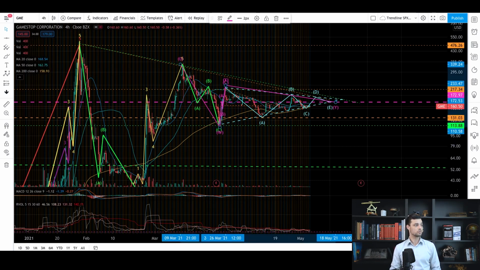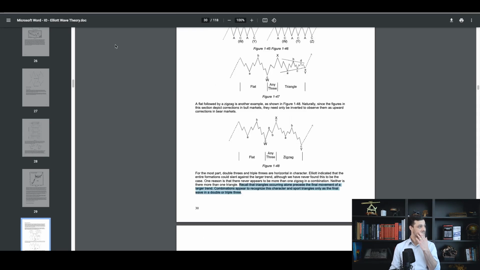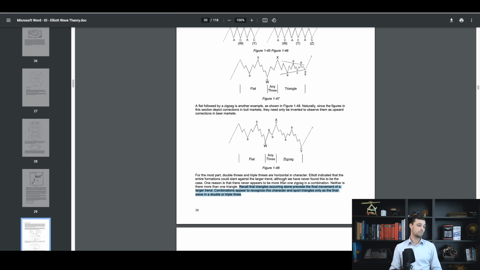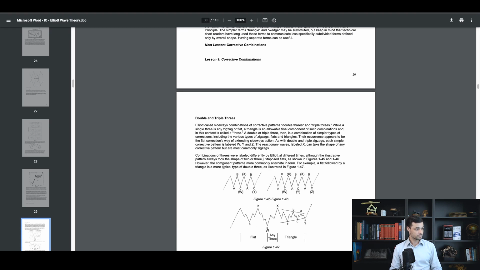But Elliott also, as you can see here, guys, so this is the Elliott wave PDF that you can find on Google. Just type Elliott wave theory, go to the second link and open this. And you're going to find here that Elliott is talking about double threes and triple threes. So for example, you can see here, Elliott called sideways combination of corrective patterns double threes and triple threes. So you can have a double three.